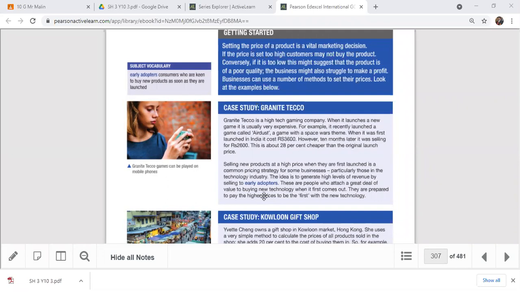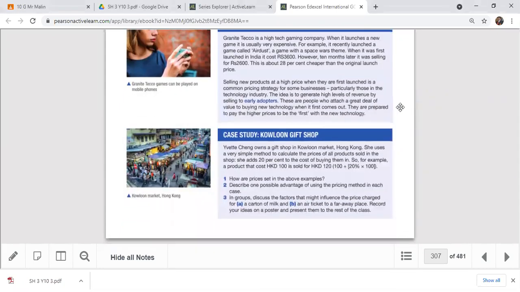Very few, about 1% of the market, we can see like early adopters. 99% of the people are not like that. They are actually waiting until the price goes down a little bit, or until they get some promotion or discount or something like that. So this is called the skimming strategy. And there are people who attach a great deal of value to buying a new technology when it first comes out, and they are prepared to pay the higher prices to be the first in the new technology. That's another thing that normally is true.